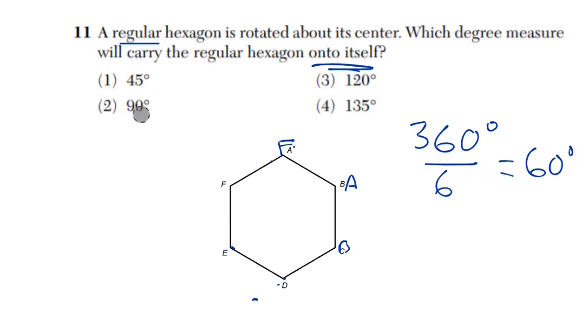If you take a look, 45, no, that's not a multiple of 60. 90 is not, 135 is not, but 120, that's just 2 sets of 60. So that's like, if I rotated this 120 degrees, the A would go 1, 2. The A would be down here. E would go 1, 2. E would be up here. But it would look exactly the same as this. You wouldn't even notice that it would change because now it's onto itself.